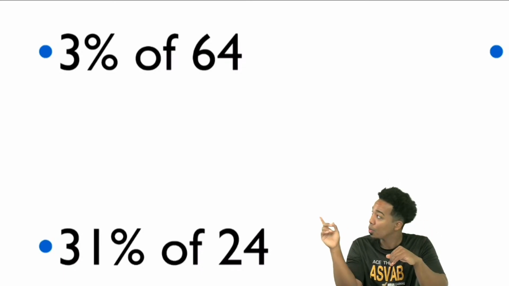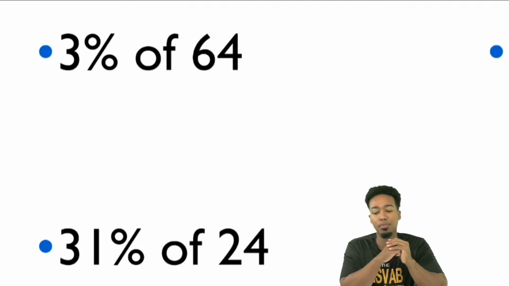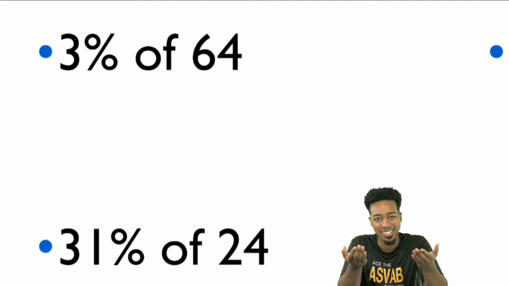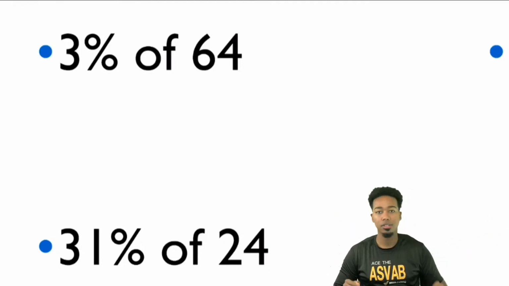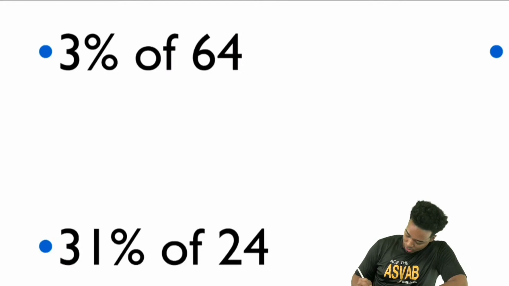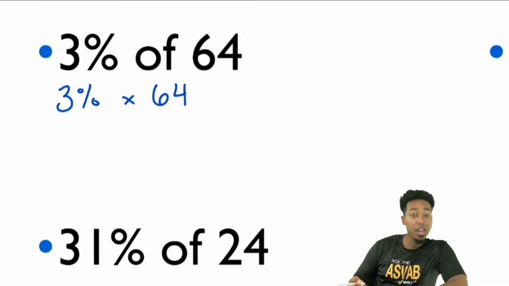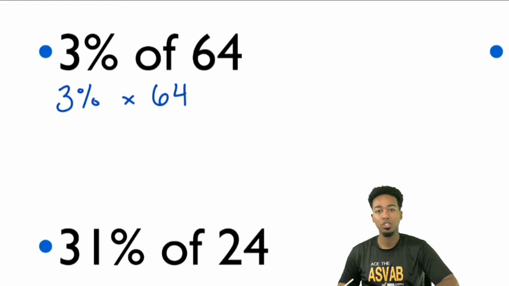Here's the example. We're taking 3% of 64. Quick question, everybody. What does the word of mean in math? Not out of. What does the word of mean in math? Exactly, multiplication. If I say, give me 5 of those 3s, that's going to be 15 because you're multiplying. Right here, 3% of 64 translates to 3% multiplied by 64. And remember, you're always multiplying the percent by the original number, just like that.